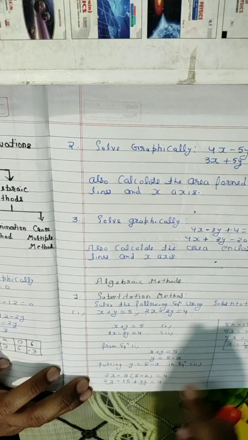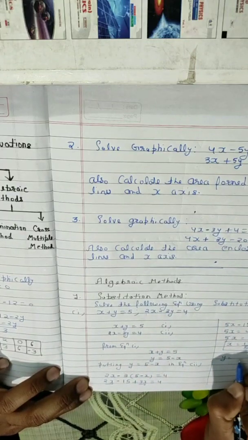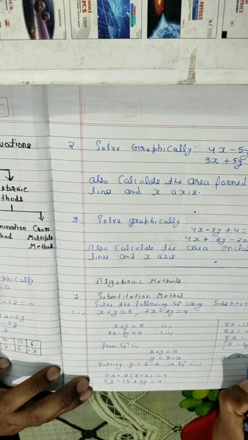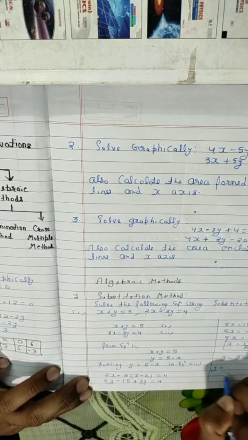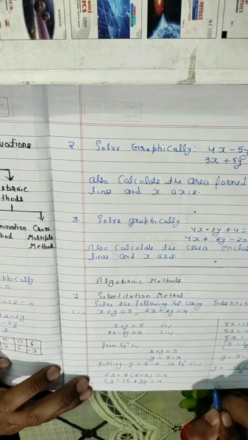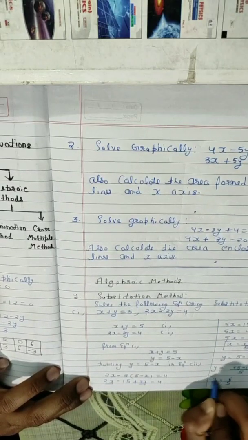Just put this value again in this one. So the value of y is 5 minus 19 by 5. So the value of y is, take 5 as an LCM, 5 5s are 25 minus 19 upon 5, or we can write y is equals to plus 6 upon 5.